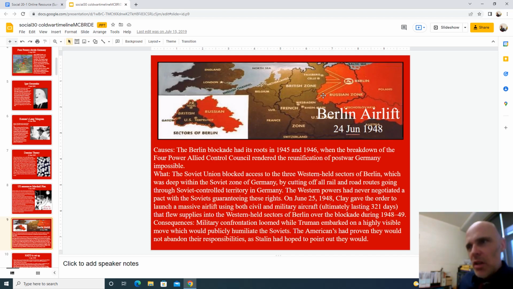So for almost a year, 321 days, every 90 seconds a plane lands in West Berlin with the supplies needed by the West Berliners to stay fed. So instead of showing Stalin to be right, that the Americans are weak allies, the Berlin airlift shows the world that the Americans are committed allies. So this kind of backfires.